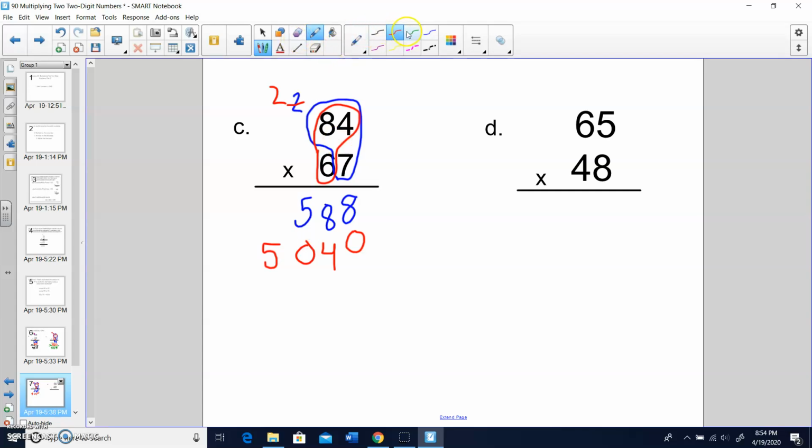Okay, I've multiplied by the ones place and the tens place. I can add my partial products together. 8 plus 0 is 8. 8 plus 4 is 12. So carry up this 1. 1 plus 5 is 6. And then my 5. Okay, go ahead and try D.